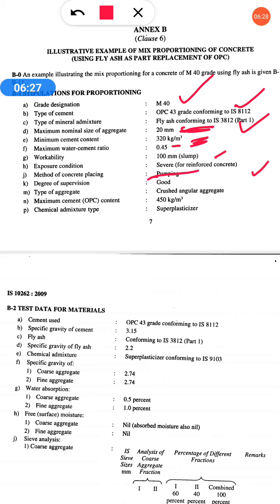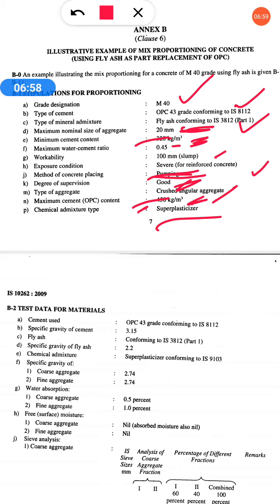See, so I am explaining here two in one question. In this question fly ash and pumping both are there. Degree of supervision good. Type of aggregate crushed. Maximum cement content 450. Okay, minimum and maximum both are given. Chemical admixture, super plasticizer. So all the things are given in this question.